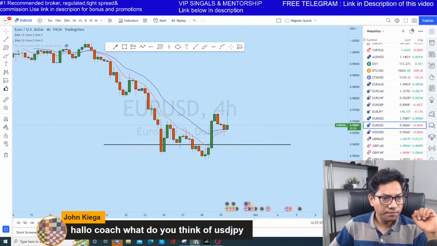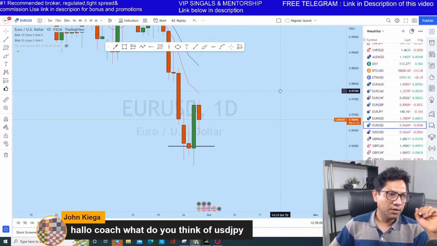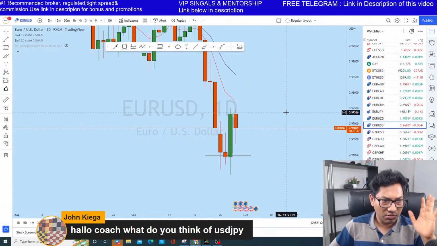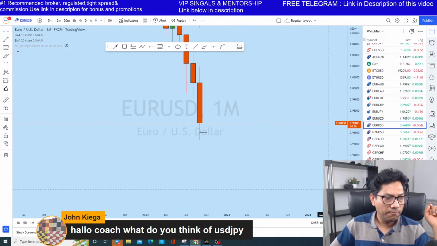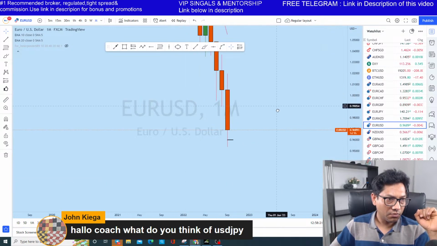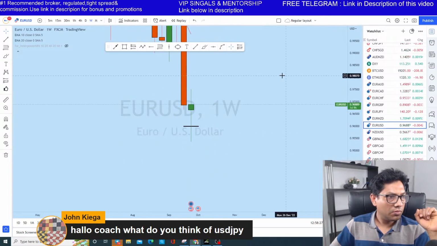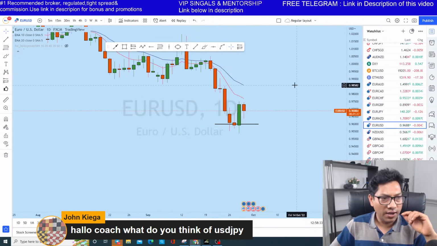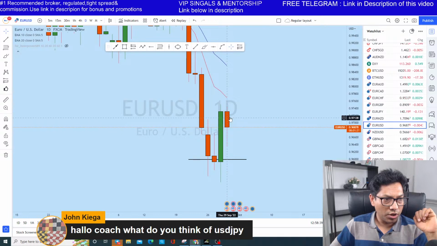Okay, euro dollar, you see this is the euro dollar. Look at the daily. Guys, I still don't think that it's fully bearish. Look, tomorrow is the last day of the trading week, right? This is the monthly candle. This is the weekly candle on euro dollar. I don't think euro dollar is still bullish. It really will depend on what's happening today.